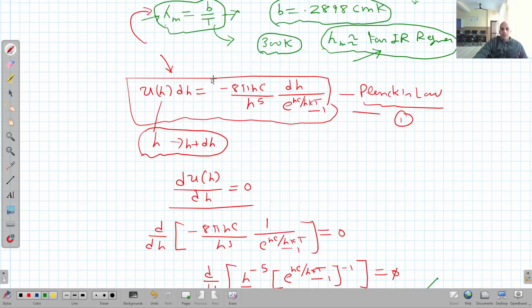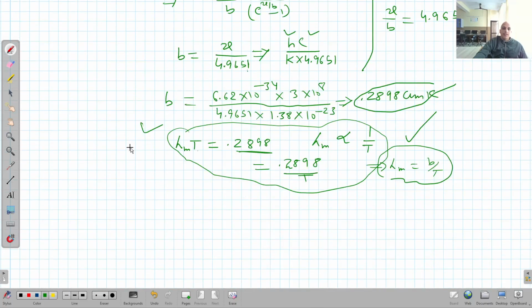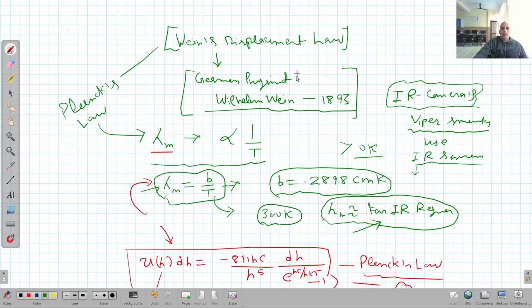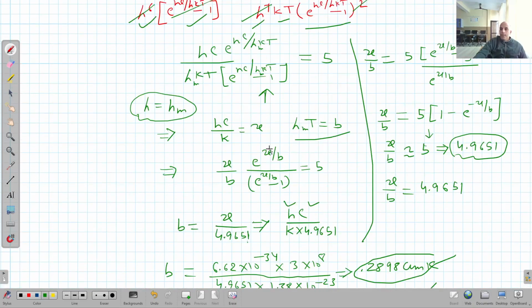This was Planck's law. We applied the condition of maxima on it, and then we arrived at this result. I told you in the beginning what Wien's displacement law is, who gave this law, and what the importance of this law is in thermodynamics. So all the things are explained. Thank you very much.